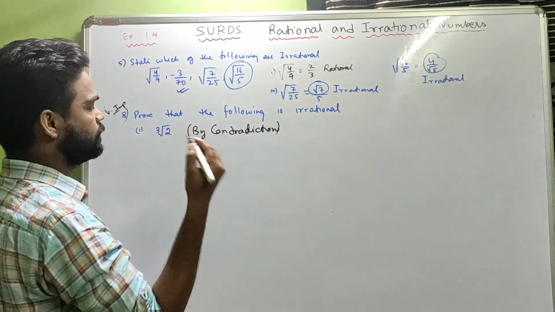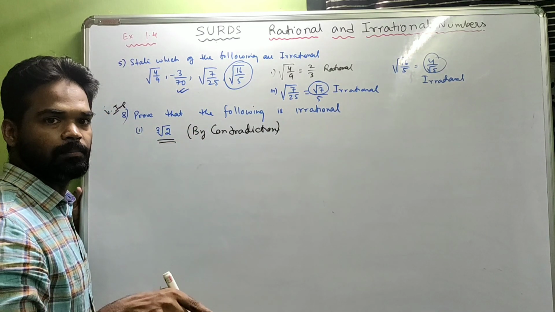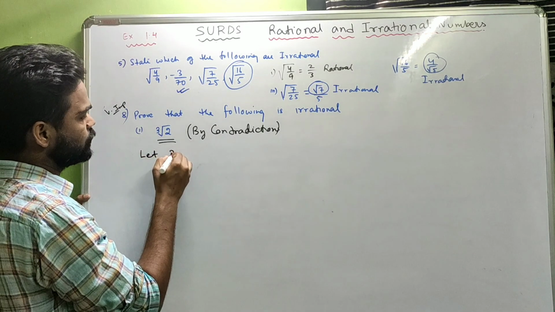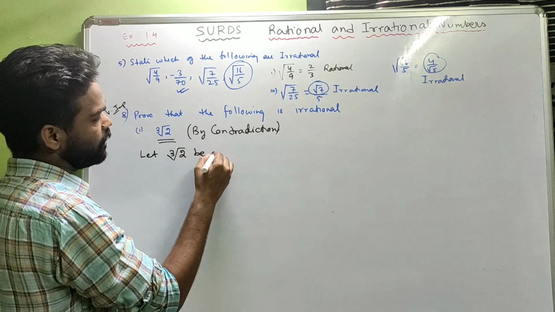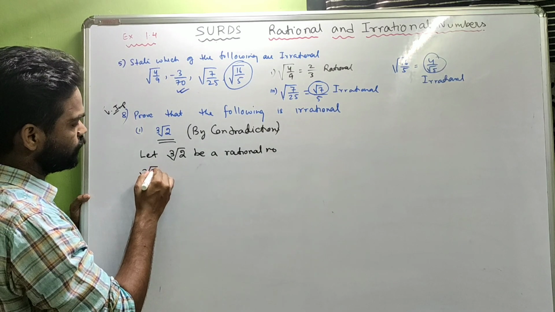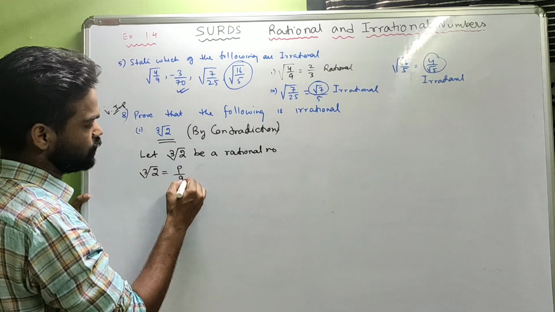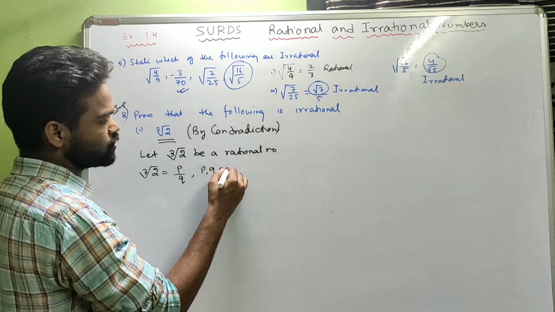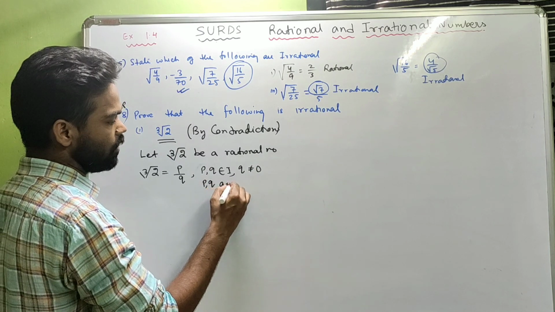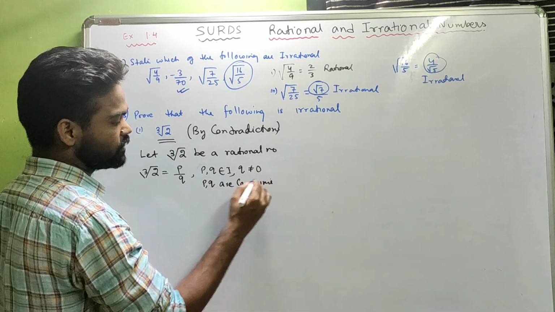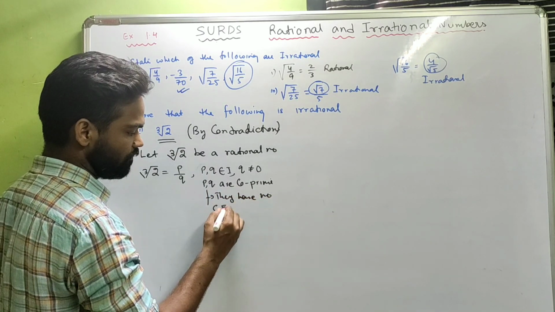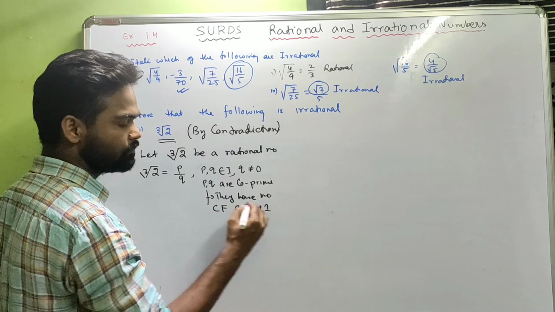Contradiction method. How? We'll assume this as a rational number and see that our assumption becomes wrong. Let cube root of 2 be a rational number, which means cube root of 2 can be expressed as p by q, where p and q belong to integers, q definitely not equal to 0, p and q are co-prime, that's very important, which means they have no common factor except 1.